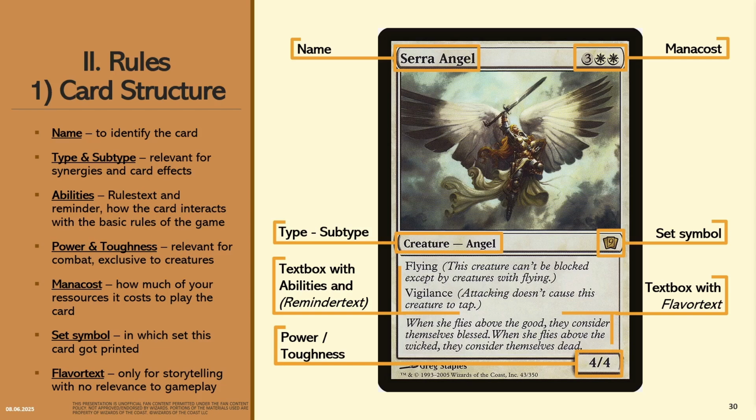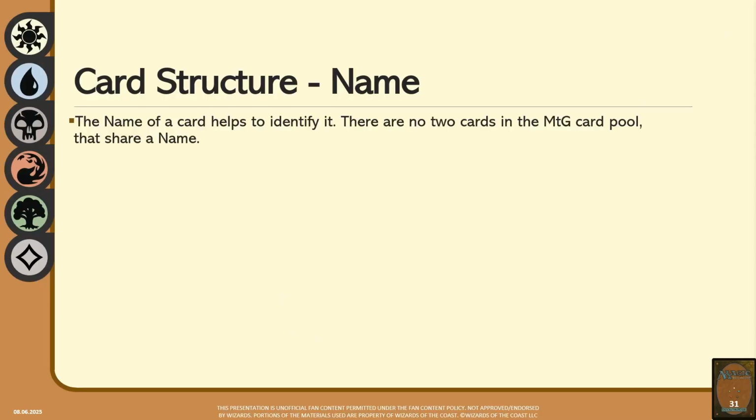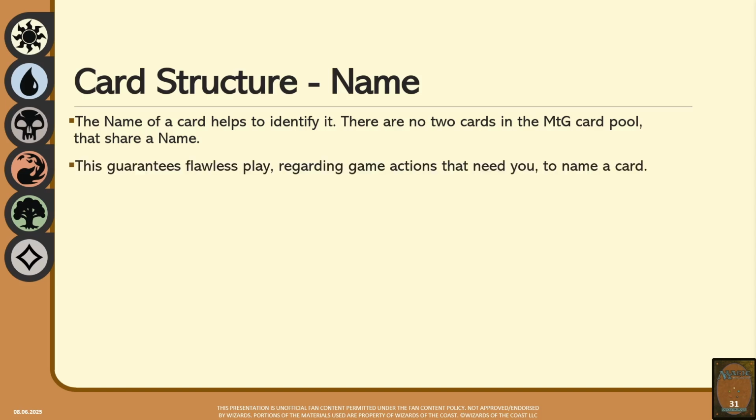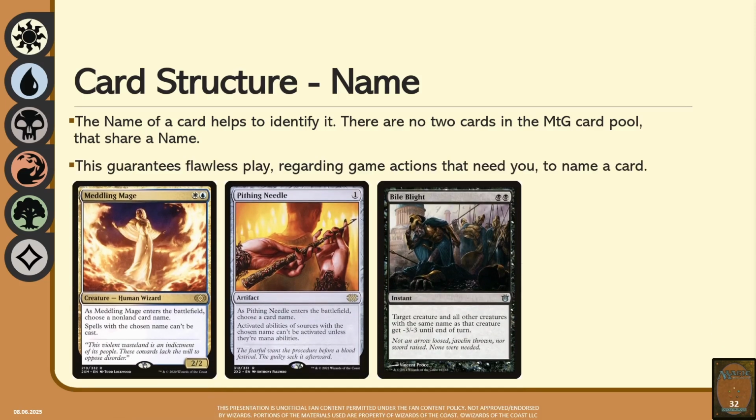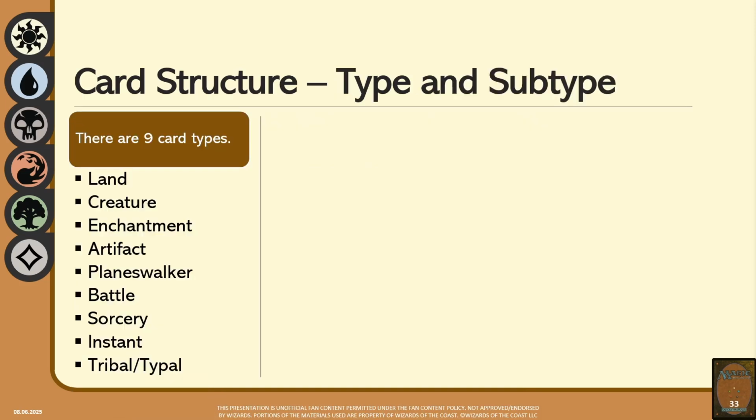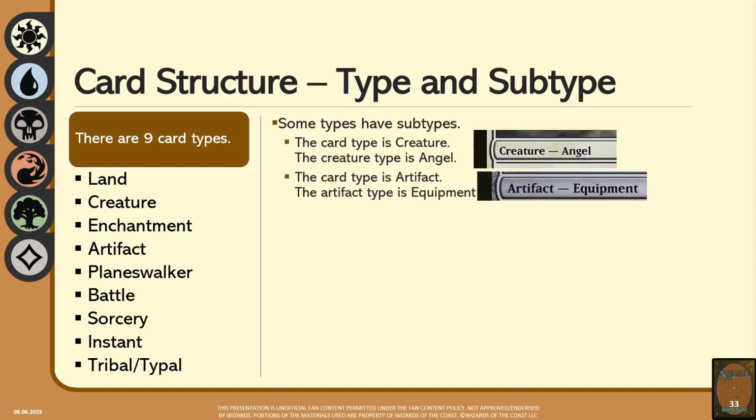Now a slightly deeper look into each of those elements. The name of a card helps to identify it. There are no two cards in the MTG card pool that share a name. This guarantees flawless play regarding game actions that need you to name a card. There are 9 card types in MTG: Land, Creature, Enchantment, Artifact, Planeswalker, Battle, Sorcery, Instant, and Typal.